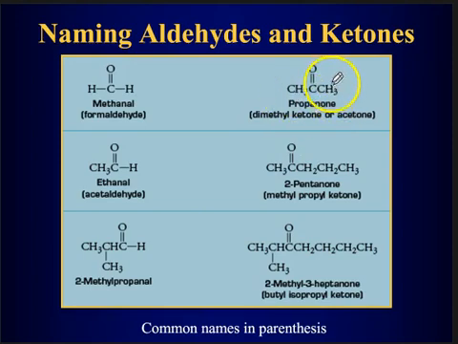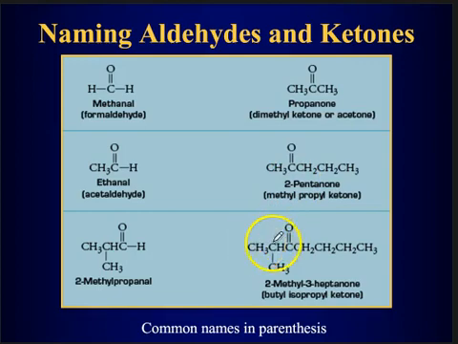Propanone for our ketones: 1, 2, 3 carbons, so propane, drop the E, add the "one." We didn't put a 2 out front because it can't be any other place. For our next one, we have 1, 2, 3, 4, 5 carbons, so it's a pentanone, and that ketone is on the second carbon.